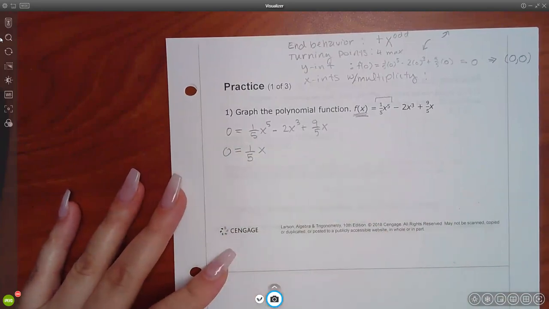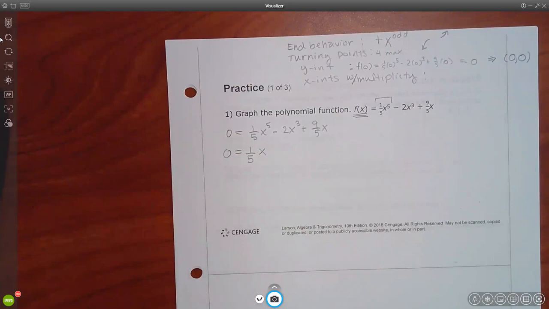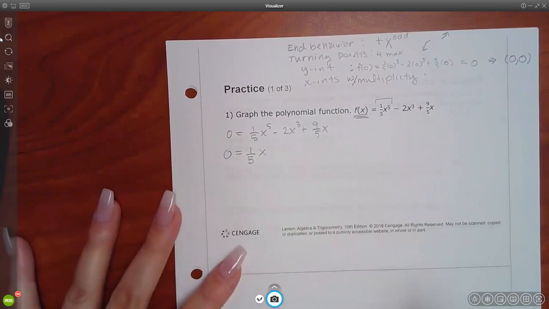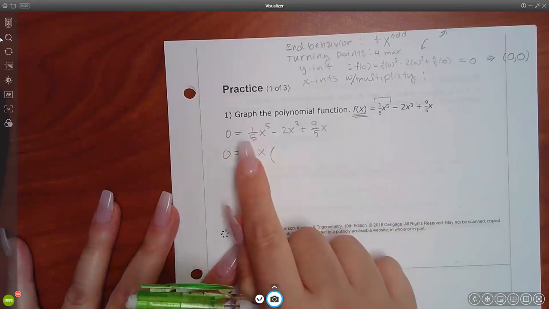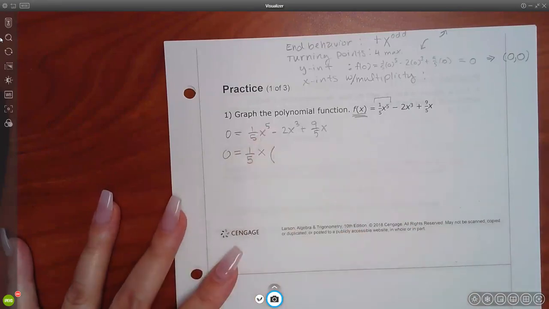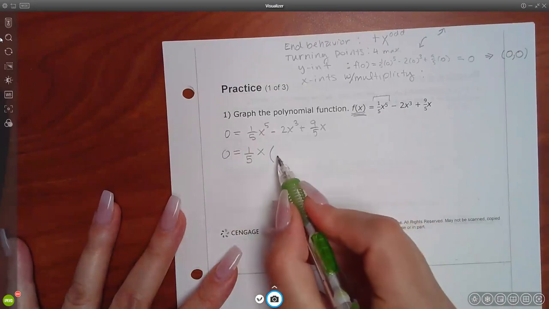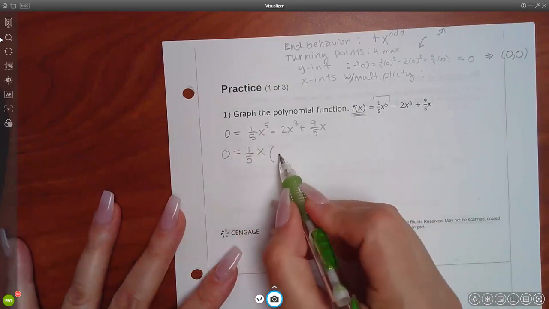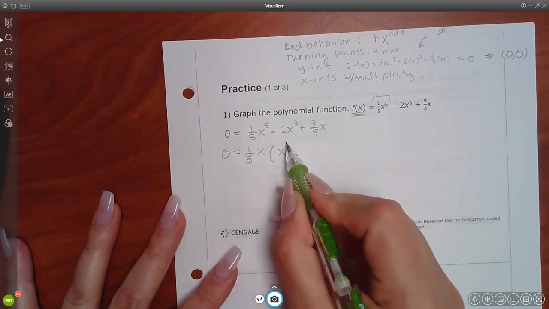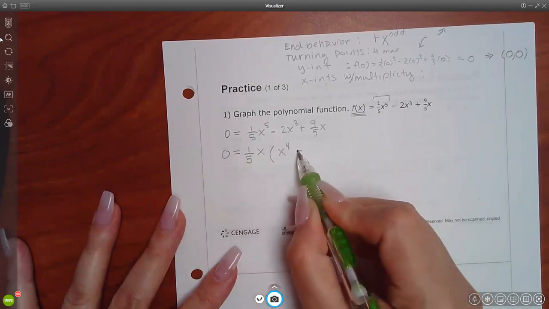I do not want fractions in there because when I try to factor the fractions, it's going to be a nightmare, right? So let's see. 1/5 x times what will give me 1/5 x to the 5th? I don't need a number, right? Because I already got the number I'm supposed to have, okay? But how many x's will I need? 4. Then the minus sign.